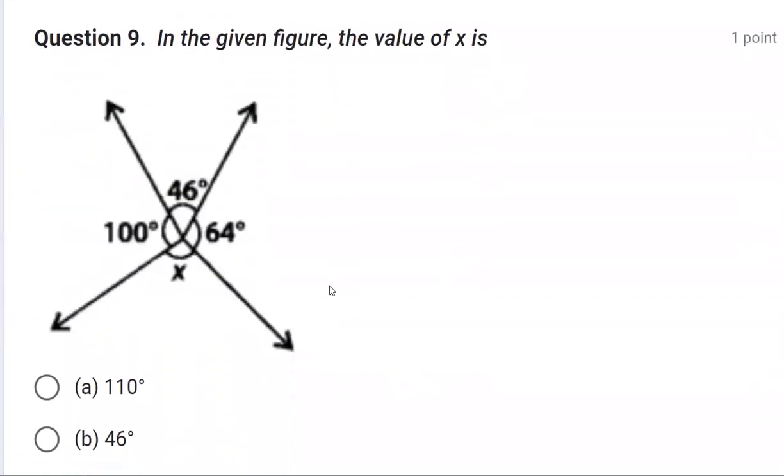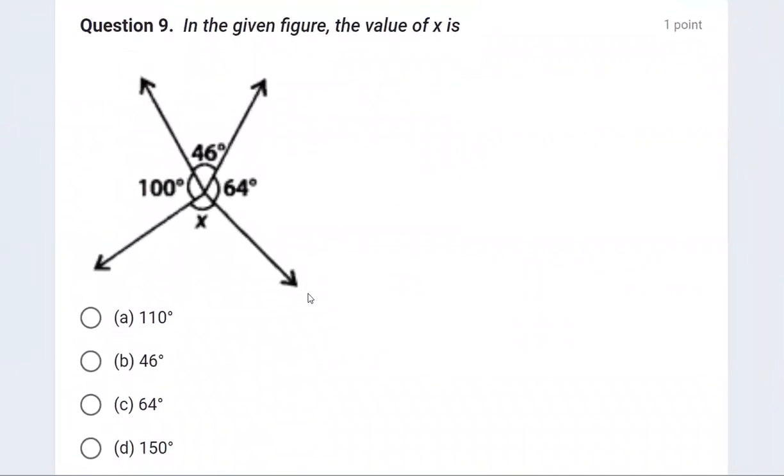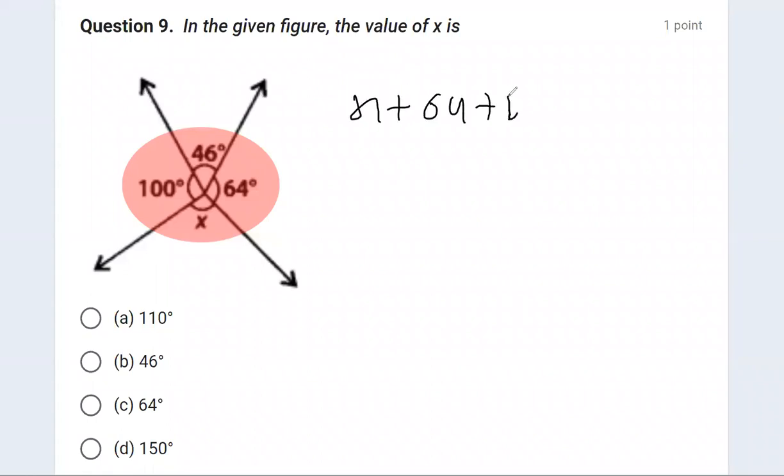In the next question, as you can see in this figure, we are given some rays drawn here, and what you should know is that the sum of all angles around a point is 360 degree. This is a complete angle. So let's add these angles: x plus 64 plus 46 plus 110, which is equal to 360 degree.